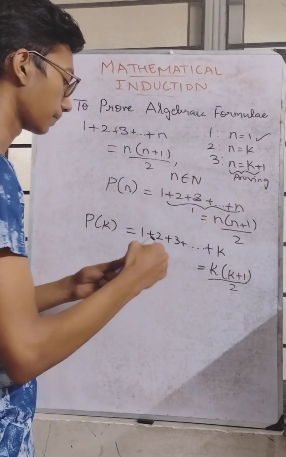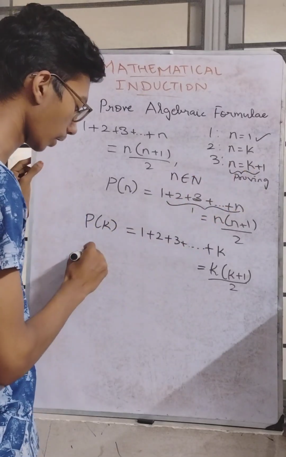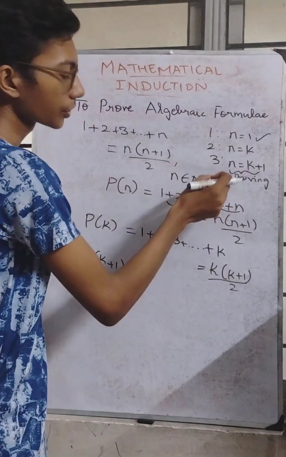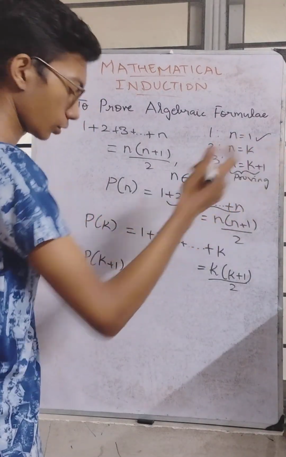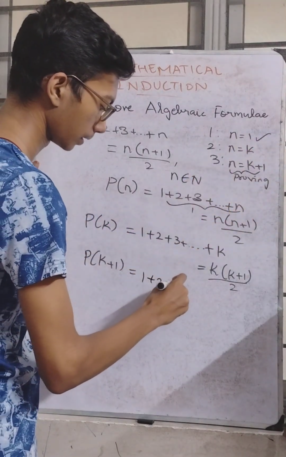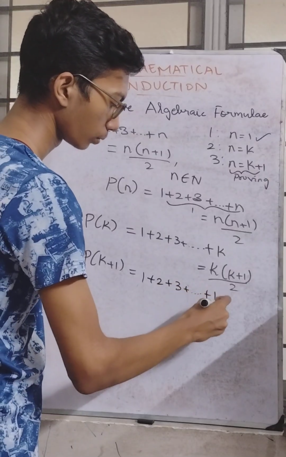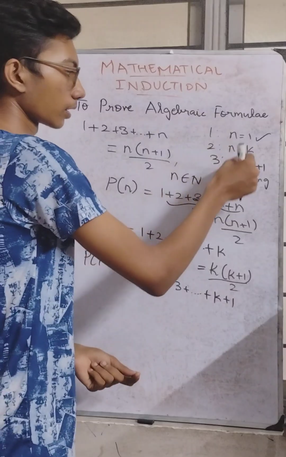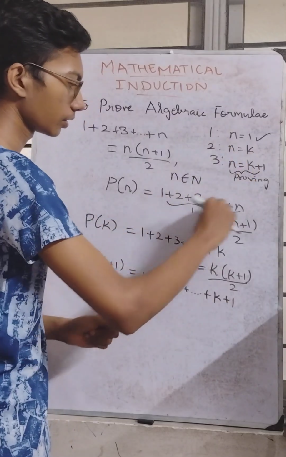So the proving step is we have to put n equal to k plus 1. So P of k plus 1 is equal to, instead of n, we have to put k plus 1. So 1 plus 2 plus 3 plus up to k plus 1. So this is the value we have here. Instead of n, we have put k plus 1 in this equation.